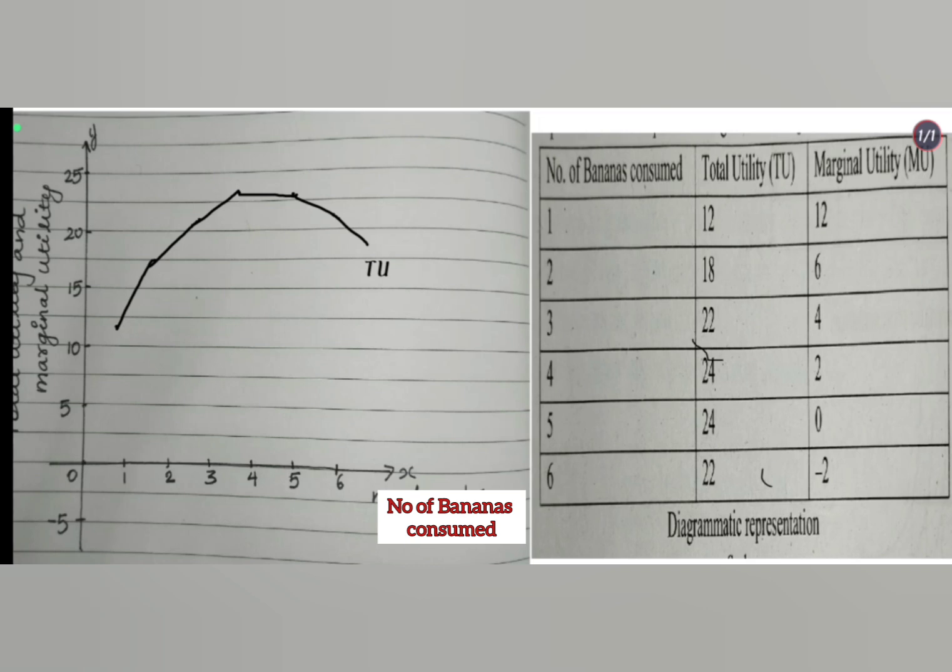Start by plotting MU equals 12 for the first banana, 6 for the second, 4 for the third, 2 for the fourth, 0 for the fifth, and minus 2 for the sixth. Connect these points with a downward sloping line to form the MU curve. The point where MU reaches 0 at the fifth banana is called the point of saturation, which can be marked with a dashed line.